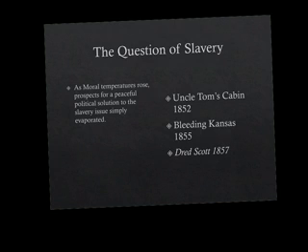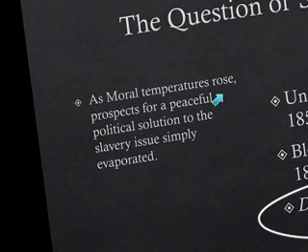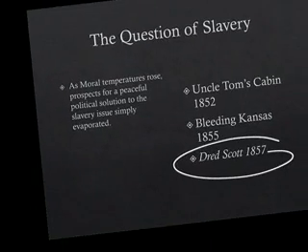In Chapter 19, we'll be looking at the question of slavery and three important themes: Uncle Tom's Cabin in particular, and Harriet Beecher Stowe's impact on the slavery debate, abolitionists, Bleeding Kansas of 1855, and then we'll also spend some time talking about the Dred Scott decision of 1857 and its implications. As moral temperatures rose, prospects for a peaceful political solution to the slavery issue simply evaporated.